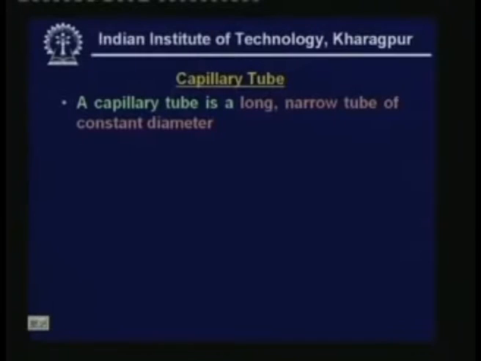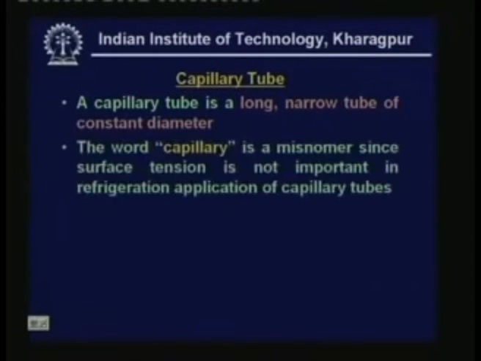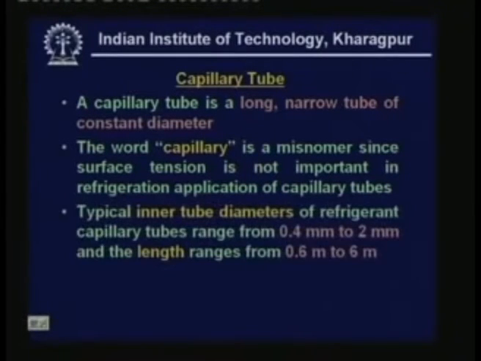A capillary tube is nothing but a long narrow tube of constant diameter, and here the word capillary is actually a misnomer, because the surface tension effect is not really important in refrigeration applications of capillary tube. So it has nothing to do with the capillary effect, it is just the name. And as I said, it is a long and narrow tube. So what do we mean by narrow? Inner tube diameters of typical capillary tubes range from 0.4 mm to 2 mm, and the length ranges from 0.6 meter to 6 meters.